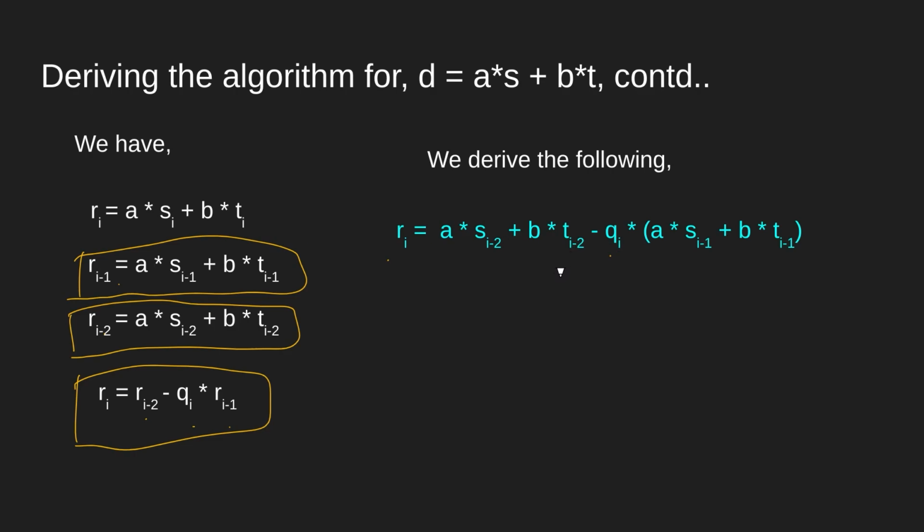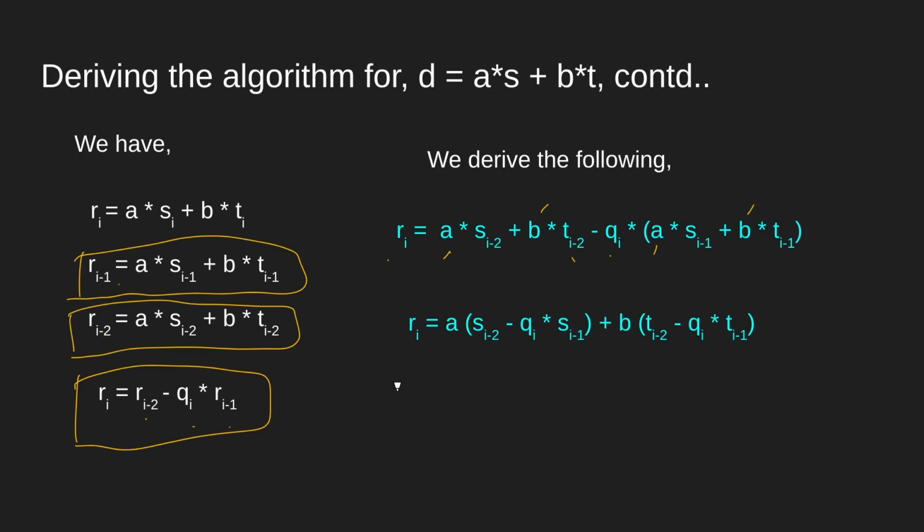Now what we are going to do is take the common factors a of these two terms, and we are going to separate b also. So simply if we take a out of here, we have si minus 2 minus qi times si minus 1, and here we have ti minus 2 minus qi times ti minus 1. So now we have a working recursive formula.